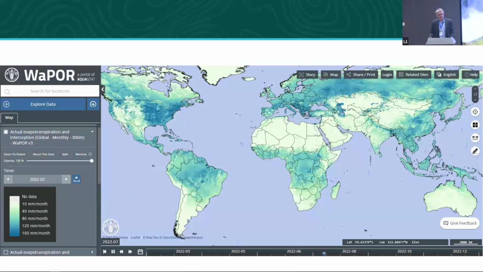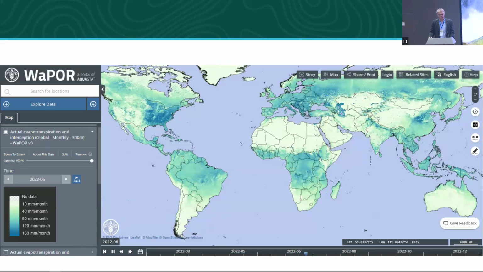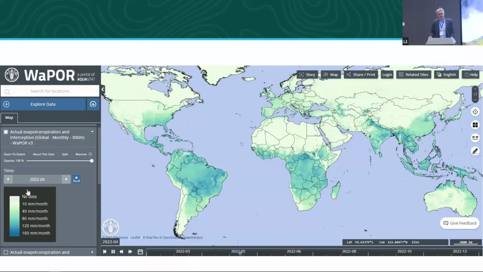Actually evapotranspiration, that comes every 10 days. We have a new data layer, also with a delay of a maximum of 10 days.